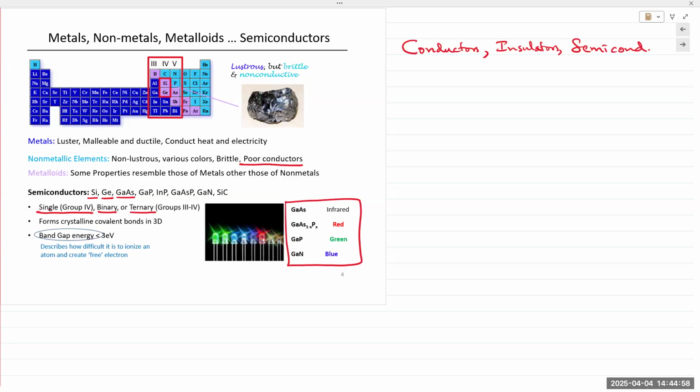All right, so those are compound semiconductors. Now, there's one more thing. What is this element at the top?